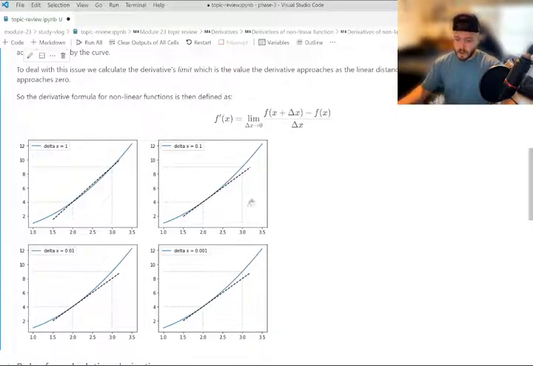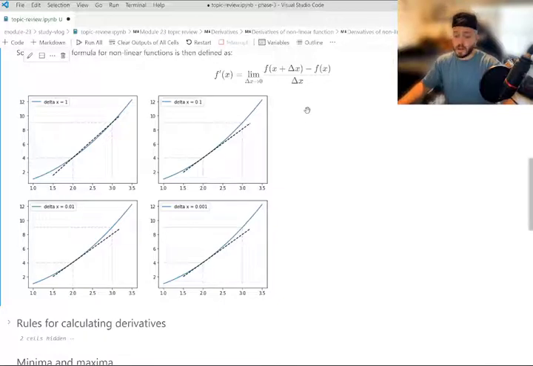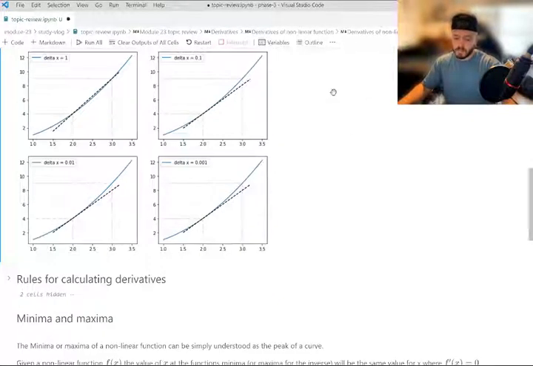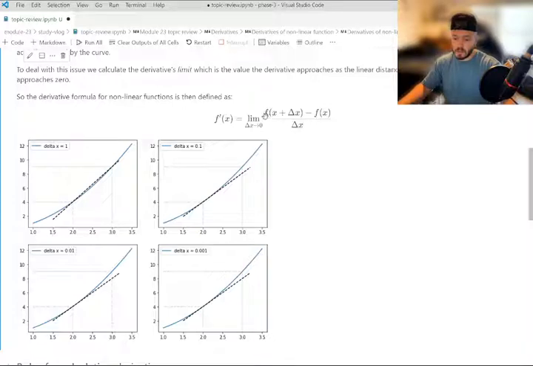Anyway, so how you calculate that: in calculus, the derivative of a nonlinear function is defined as this here. So you have the function of x plus the change in x, minus the function of x, which is going to be some number depending on whatever x value you're calculating at. And you divide all that by the change in x. And it's important to note that all this right here, f of x plus delta x minus f of x, is equal to delta y.